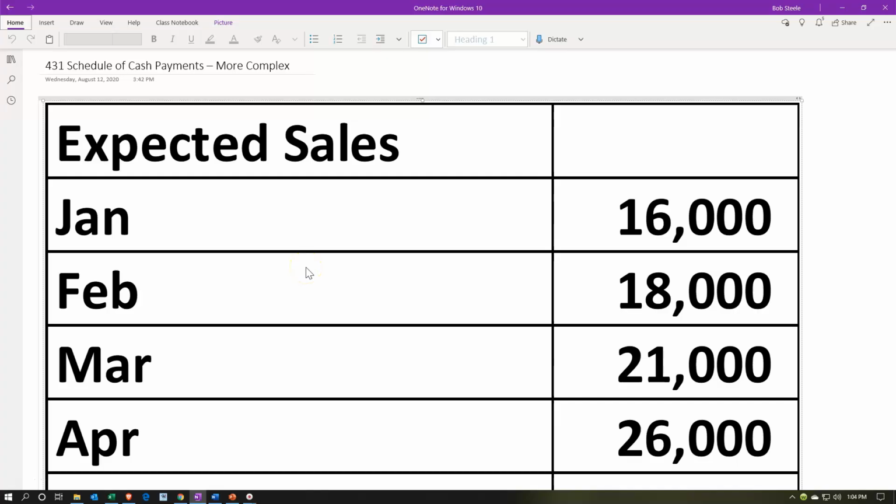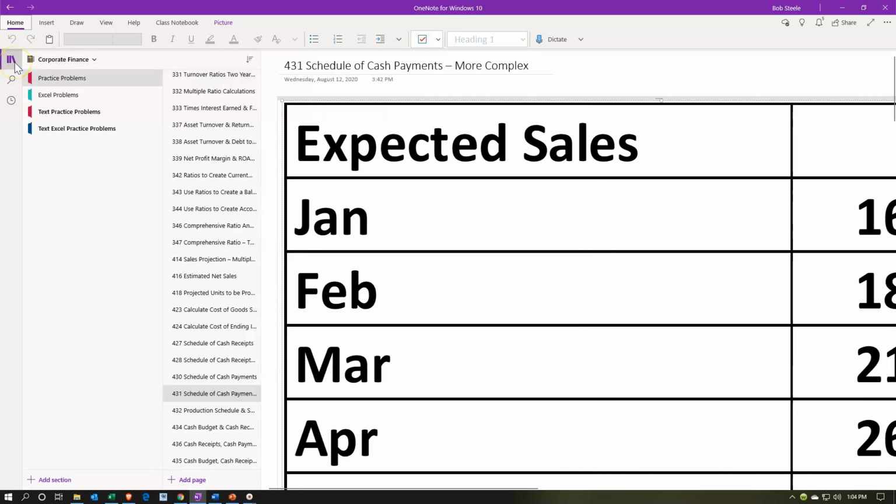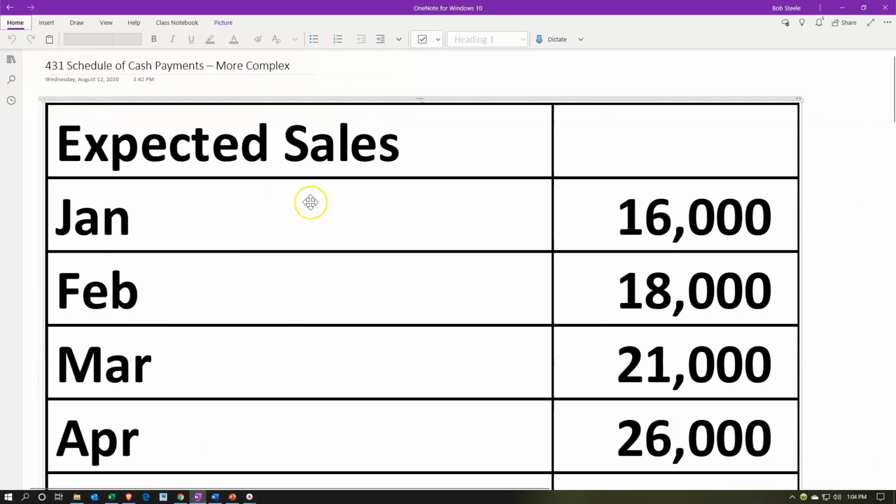Here we are in OneNote. If you'd like to follow along in OneNote, you're not required to do so, but if you have access to it and would like to, we are in the 431 Schedule of Cash Payments More Complex tab in the Practice Problems section. Closing this back up, we're going to have our information up top, then we'll have a little bit smaller component of that information that we can then use to work through our practice problem.